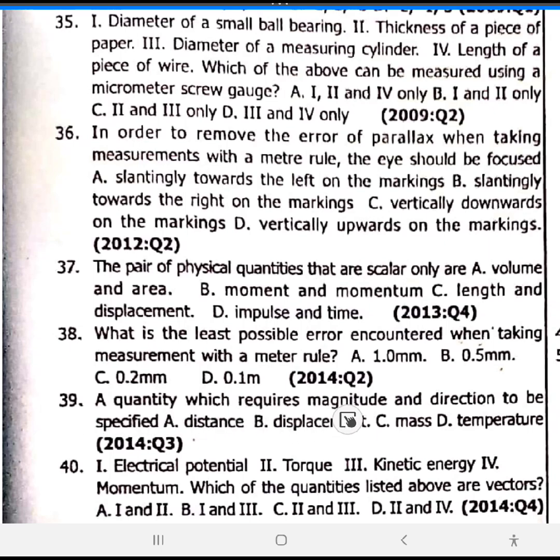39. A quantity which requires magnitude and direction to be specified is displacement. A quantity that requires magnitude and direction to be specified is displacement because it's a vector. 39 is option B, displacement.